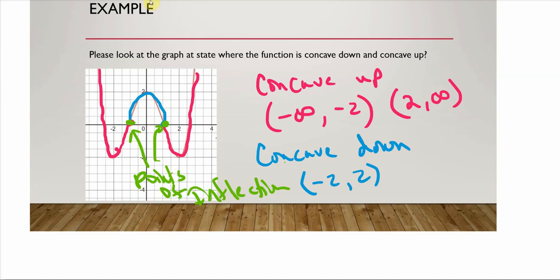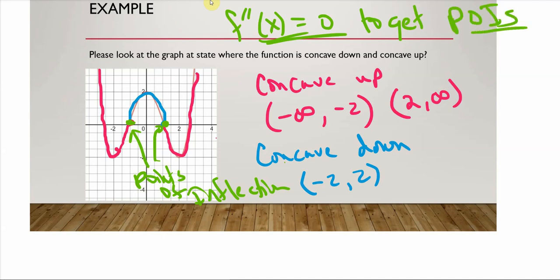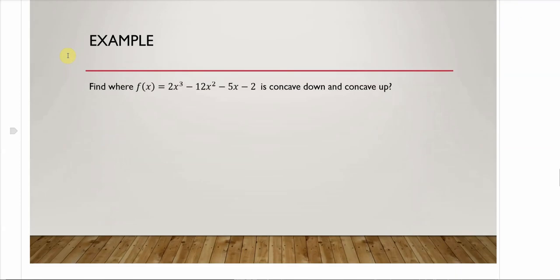So if it's not positive or negative, what does it have to be? That means that f double prime of x is going to have to equal 0 to get what? To get your POIs. And I'm going to say POIs a lot, all right? And POIs are points of inflection. Okay? So here we go.